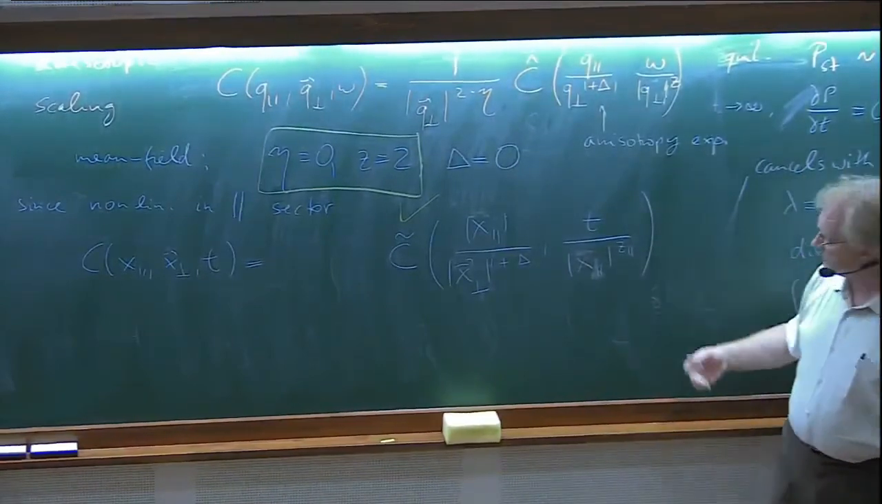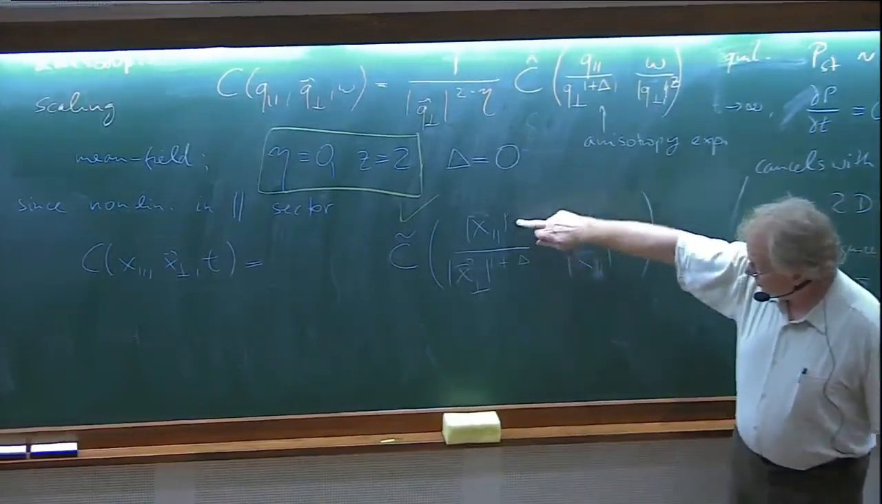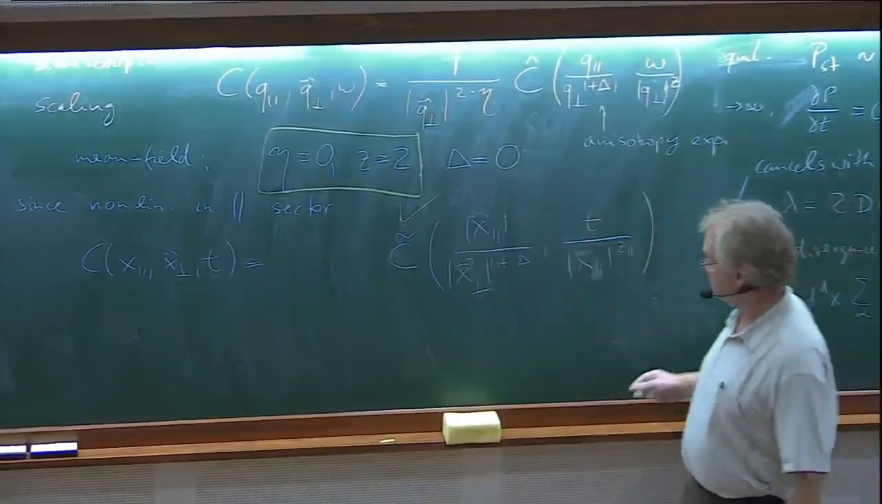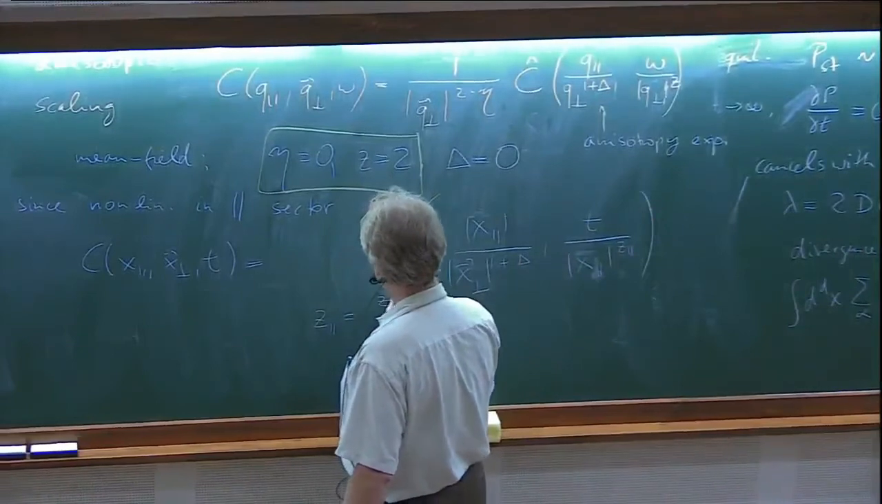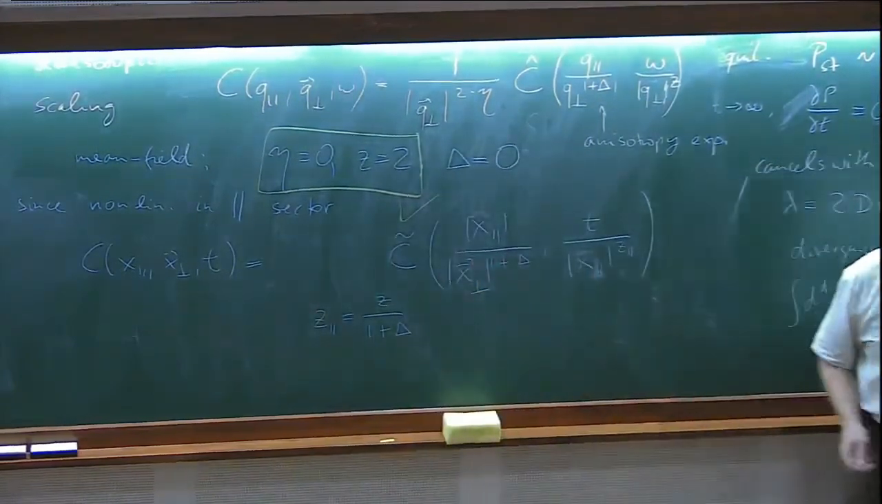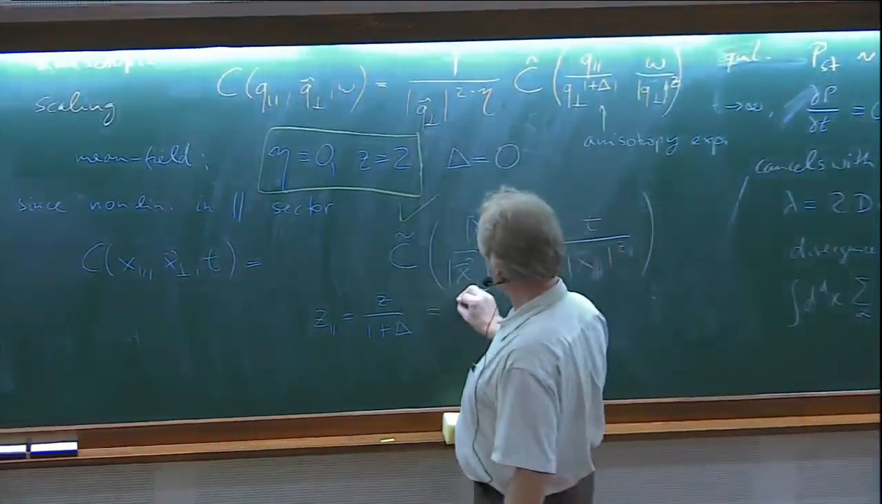Well, what's the difference there? It was X perp to the z, but X perp scales like X parallel to the 1 plus delta. So z parallel here is redefined. That would just be z divided by 1 plus delta. That's just definition. So we know that's going to be 2 over 1 plus delta.